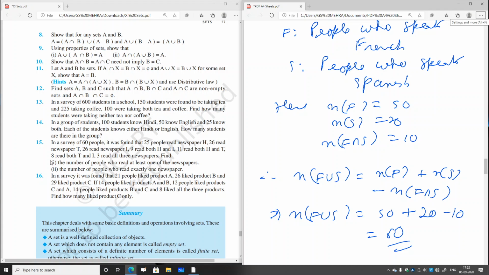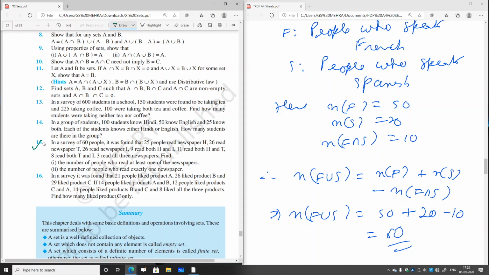Now let us do a question in which 3 sets are involved. So let us do this question number 15. In a survey of 60 people, it was found that 25 people read newspaper H, 26 read newspaper T, and 26 read newspaper I. 9 read both H and I, 11 read both H and T, 8 read both T and I, 3 read all the 3 newspapers. Find the number of people who read at least one of the newspapers. Second part, the number of people who read exactly one newspaper.